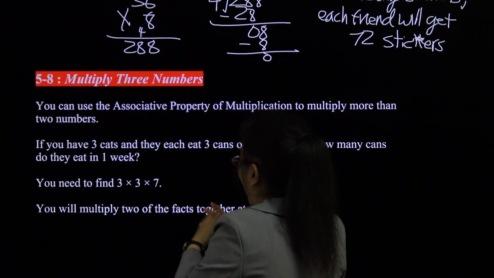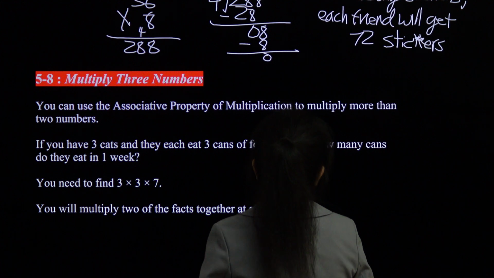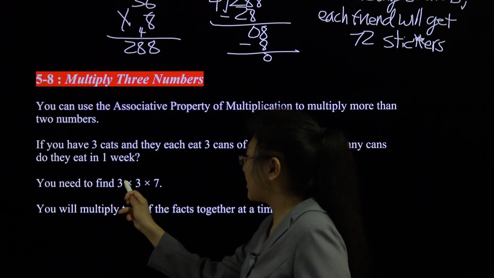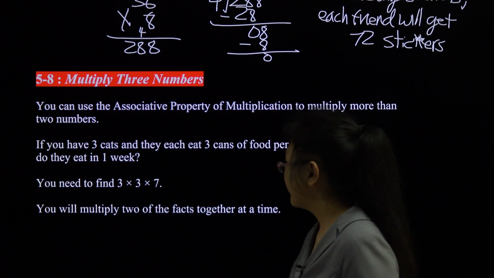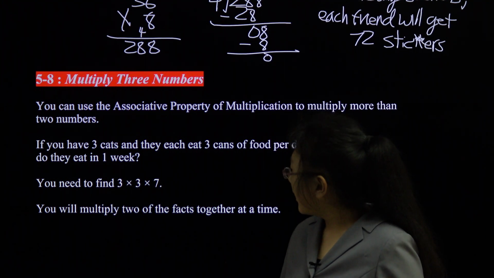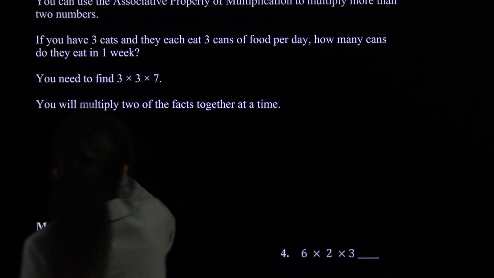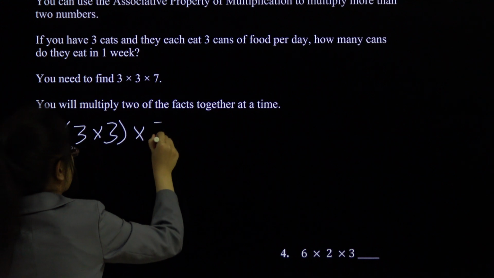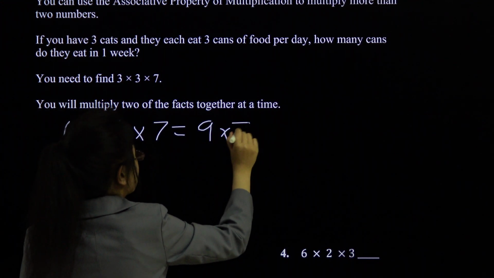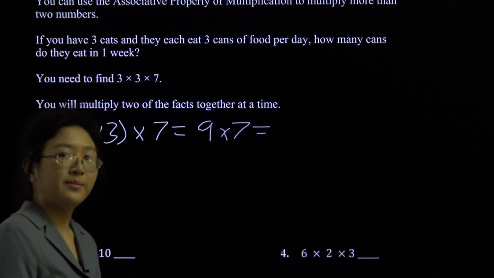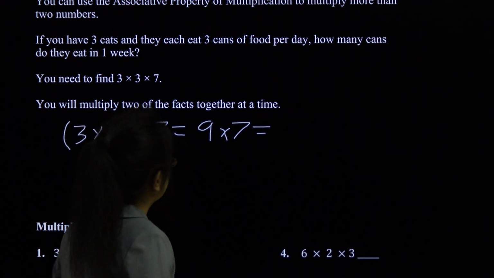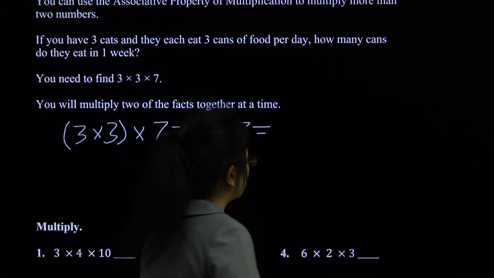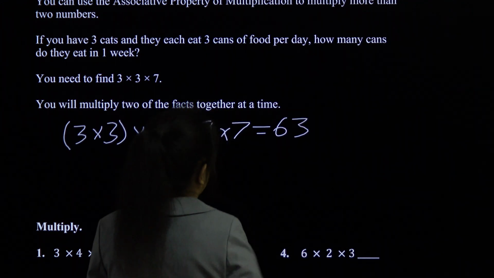For example, you have 3 cats and they each eat 3 cans of food per day. How many cans do they eat in 1 week? So basically it's 3 times 3 times 7. And you get 3 times 3 in brackets times 7, which is equal to 9 times 7, which is something that we know from our multiplication table. 9 times 7 equals 63.